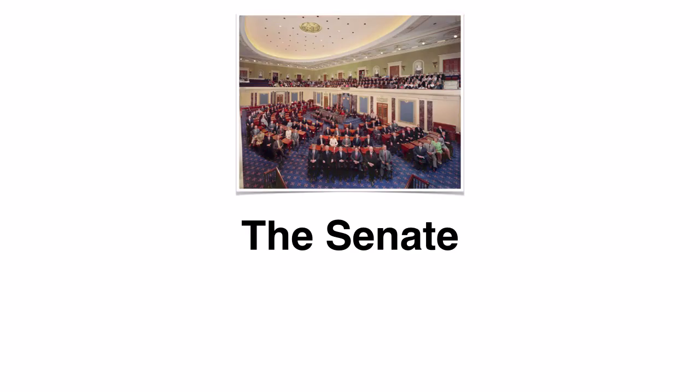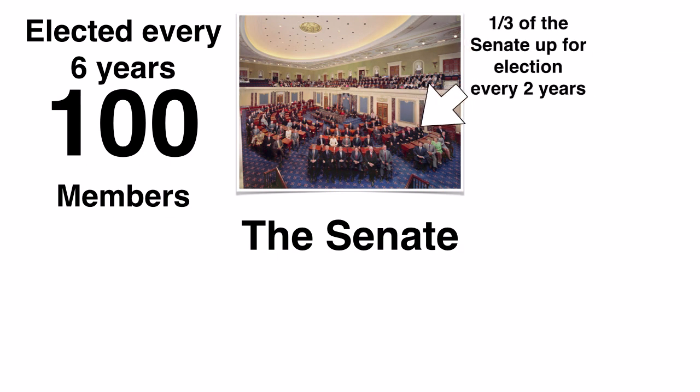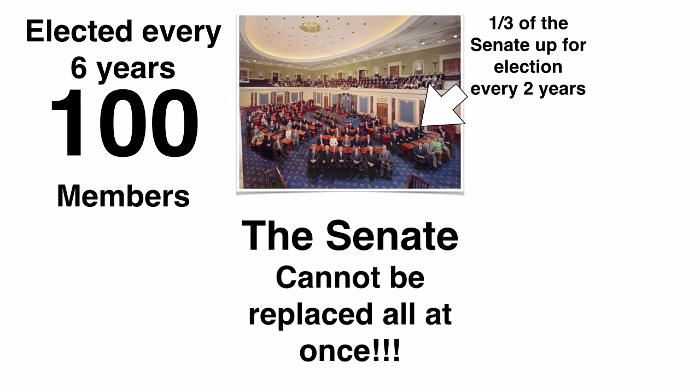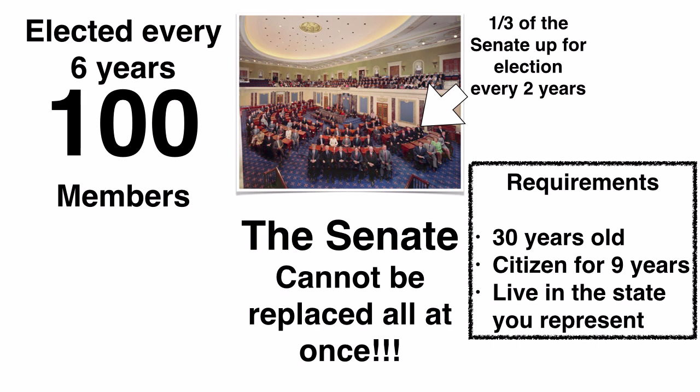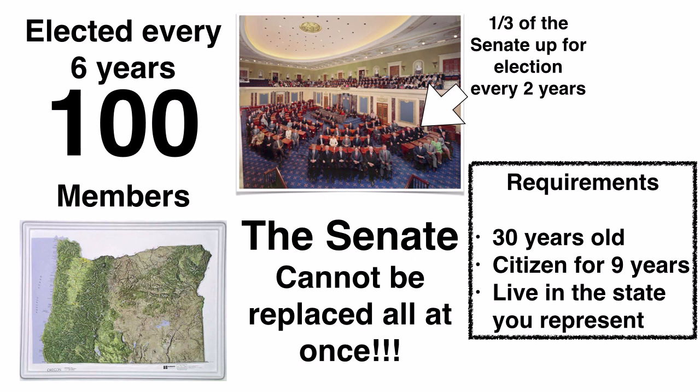Now, senators, on the other hand, serve 6-year terms, but only a third of the Senate is up for re-election every 2 years. So even though the entire House of Representatives could be replaced every 2 years, it would take a full 6 years to change the entire Senate, and it could only be done 1/3 at a time. To run for office in the Senate, you have to be at least 30 years old, live in the state you represent, and have been a citizen of the U.S. for at least 9 years. Senators represent the entire state and are elected by a statewide vote, as opposed to having a district.